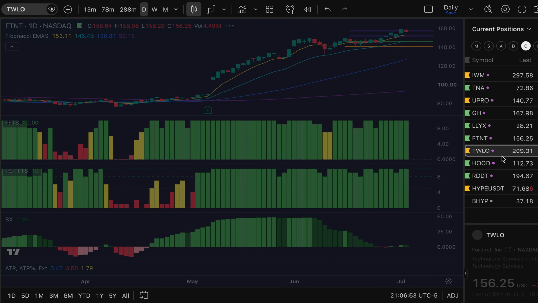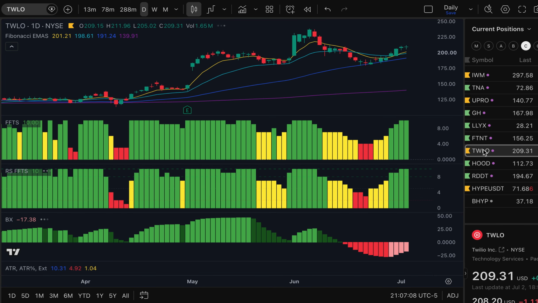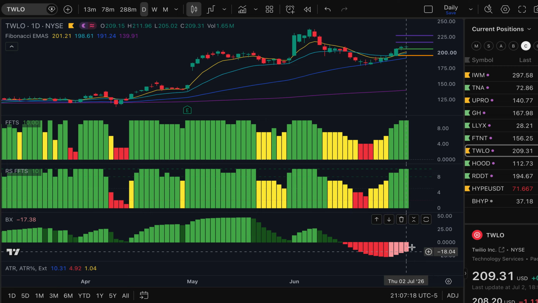Twilio, TWLO. This is in the cloud computing sector. We showed the ETF for CLOU. So we can get this chart to pull up. There's TWLO. We've got our trend stack and relative strength looking good. Momentum isn't quite there. I've gone ahead and entered. I will add to this if momentum turns green.